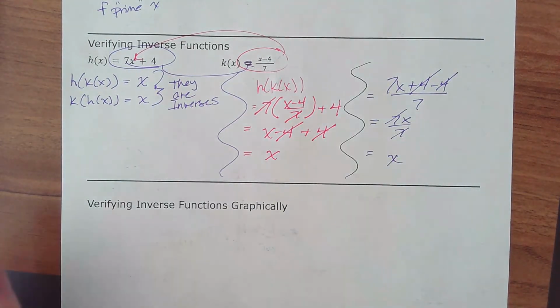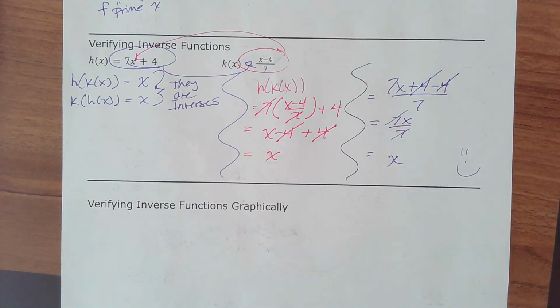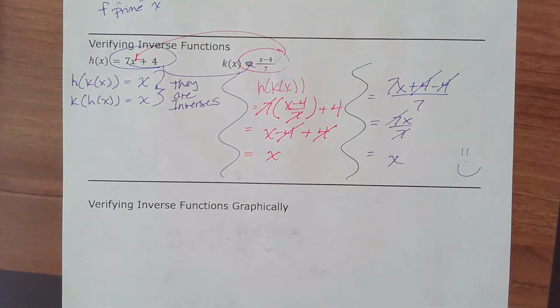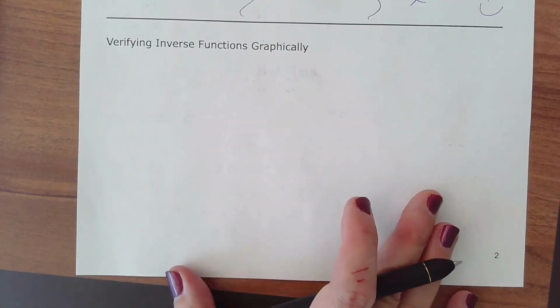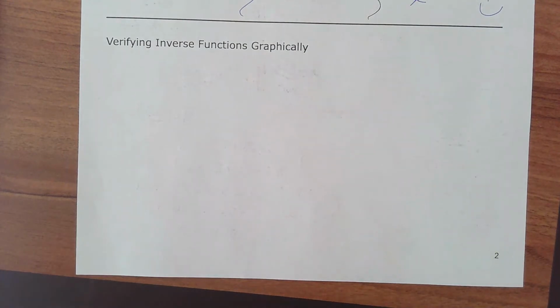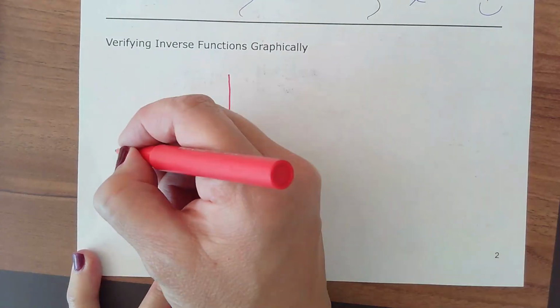Why is this happy? Because I just proved that these two functions are inverses. Now, there's an easier way to do this when they're linear, like pretty easy functions like this. But when the functions get really complicated, this proof comes in handy. Okay, that's all I'm saying. All right, last but not least here, we're talking about verifying functions algebraically. Nope, I didn't say that right. Graphically, we'll do algebraically in class.